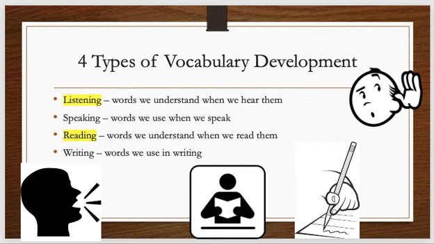Then we have reading, and reading would be words we understand when we read them. So it kind of goes back with listening and speaking. Kids could just rattle off sight words or see books and say, look, I know that word, and okay, that's great, they can recognize that word, but do they know what it actually means? Because that would be the goal. Otherwise, reading is not as meaningful for them if it's just empty words on a page. And then we have writing.